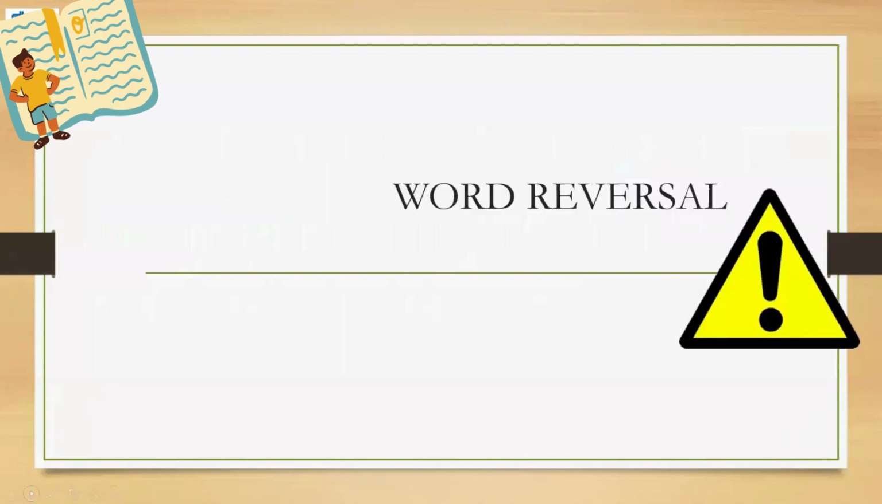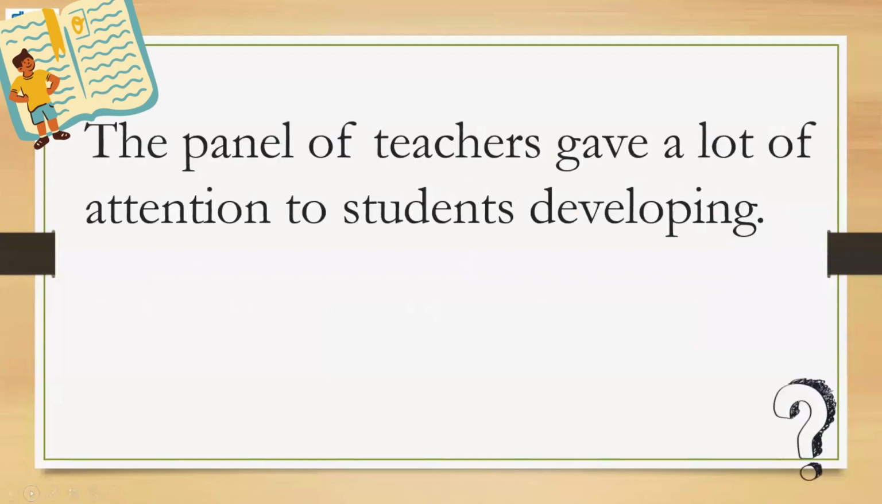The first one, yes, you are correct, conjunction. Now let's find out another type of way to identify errors in your writing. The panel of teachers gave a lot of attention to students developing. Now, what's wrong with this one? Or what words make the sentence wrong? You are correct, students developing.